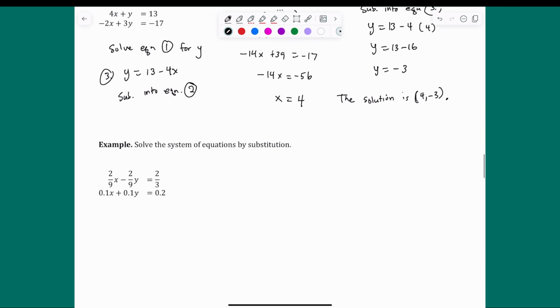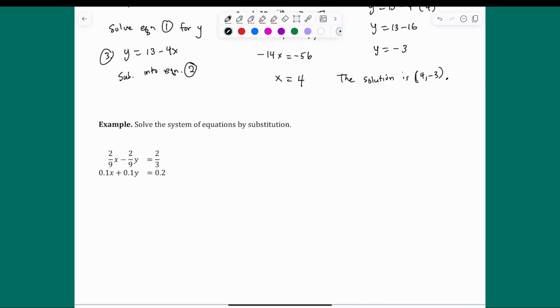Alright, let's try another one here. Here we have a system of equations where we have fractions and decimals. It's probably helpful to take the first equation and get rid of those fractions by multiplying by the LCD. In this case, we have 9 and 3, so the LCD has to be 9. So we'll multiply both sides by 9. And then, of course, that would give us a new equation, 2x minus 2y equals, 1 through cancel there with 3, so equals 6.